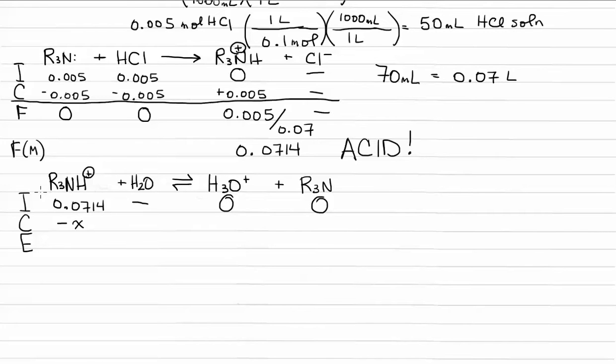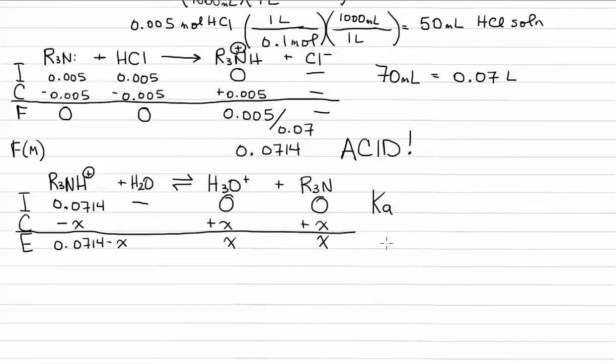It's minus 1x because our coefficient is 1, plus x, also because those coefficients are 1. So at equilibrium, the concentration of this is 0.0714 minus x. Concentration of hydronium is x. Concentration of pyridine is also x. This is going to be plugged into a Ka expression. Remember, this is an acid. We have produced hydronium, so it will go into a Ka expression.